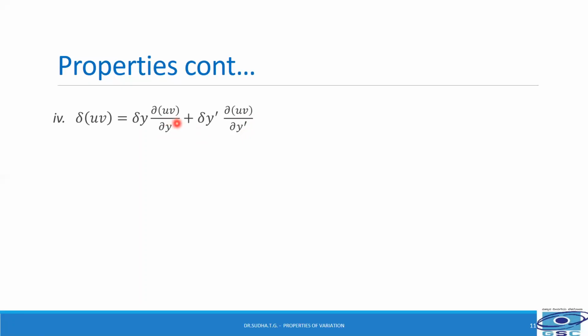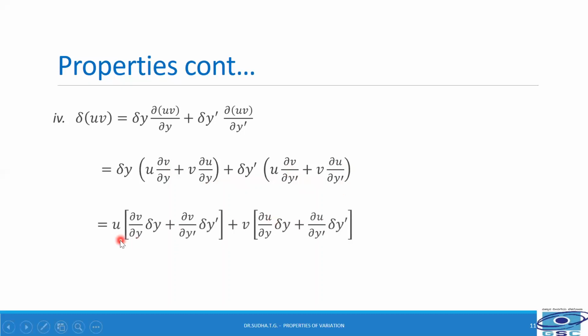So use the product rule of differentiation and you can write delta y into u into dou v by dou y plus v into dou u by dou y. That is first function into derivative of the second function plus second function into derivative of the first function. Similarly, plus delta y dash into u into dou v by dou y dash plus v into dou u by dou y dash.